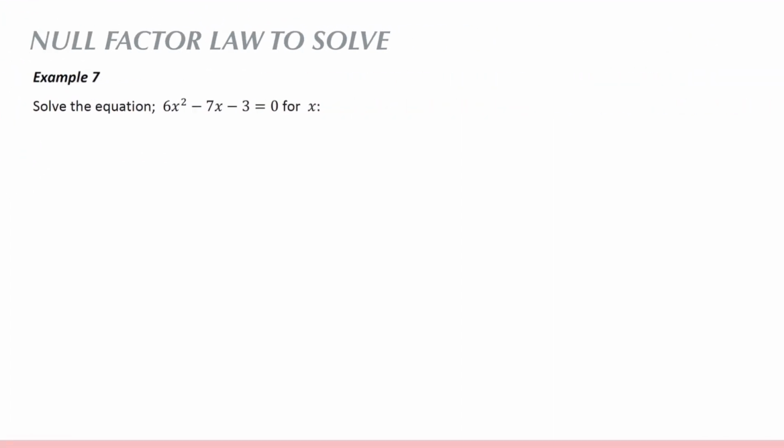Now, the null factor law says that if I have two numbers that are multiplying by each other and they're going to equal 0, well, the only way for me to actually get that 0 is that one of these has to be 0. That's the only way to multiply something to get 0. So that means either A needs to equal 0 or B needs to equal 0, or both need to.